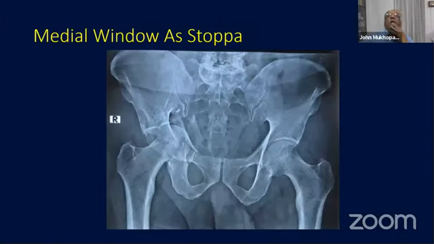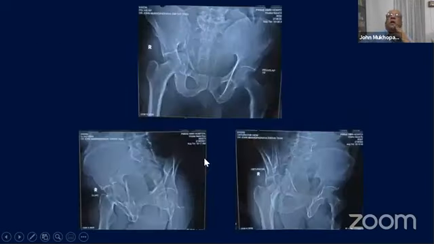The one last case where sometimes you can use the medial window of your ilioinguinal approach, like a Stoppa's approach. Okay, so here's a fracture where you can see this dome impaction, the gull sign, very clearly. This is the displacement along the anterior column, the comminution in the anterior column. And here, since the quadrilateral plate is also involved, we felt that we needed to put a plate on the medial surface of the acetabulum as well, below the brim.